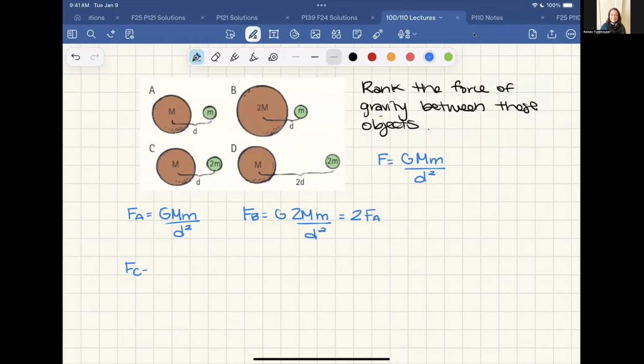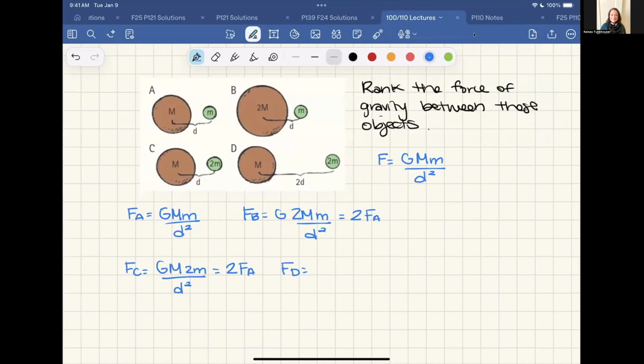And then we have C, where the big mass is the same. The small mass is twice as big, and the distance is still D. So this one ends up being the same as B, where it's just twice the force in A because we've just increased the mass of one of them by 2.